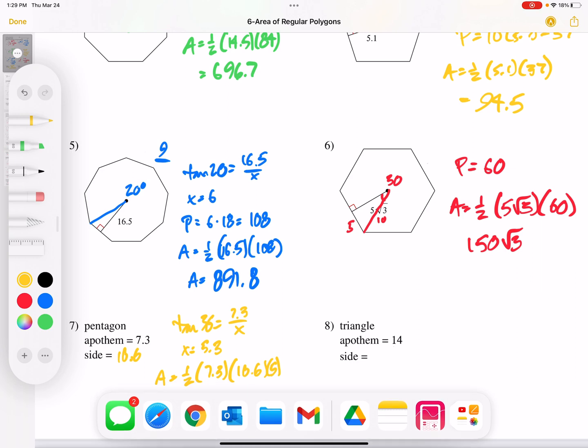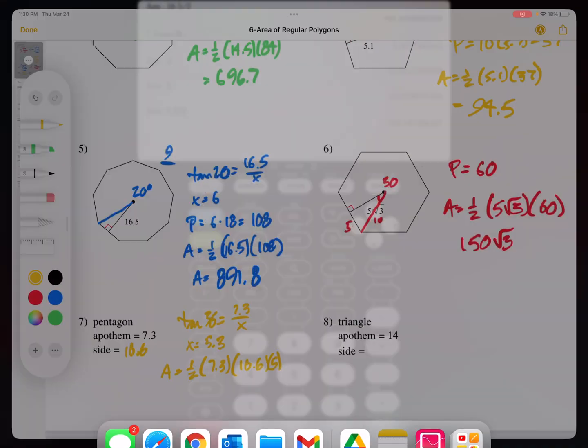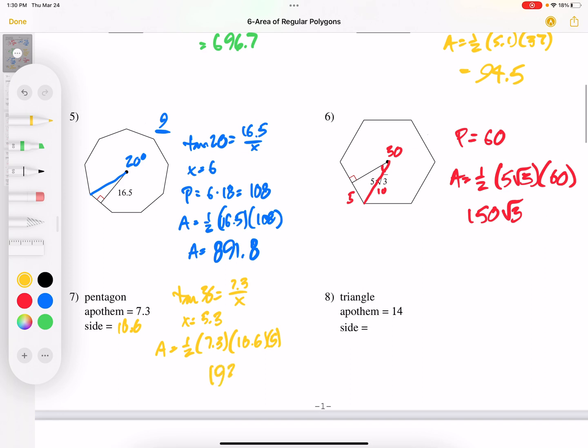So let's get all that in. 7.3 tangent 36 is that number times 2. That's our side length, 10.6, times 5, it's a pentagon, is our perimeter, times our apothem of 7.3, and then divide that by 2 times 1/2. So it gives us 193.6.